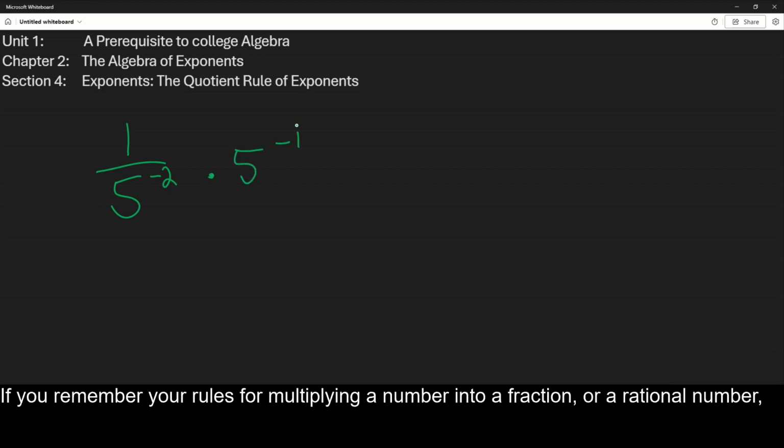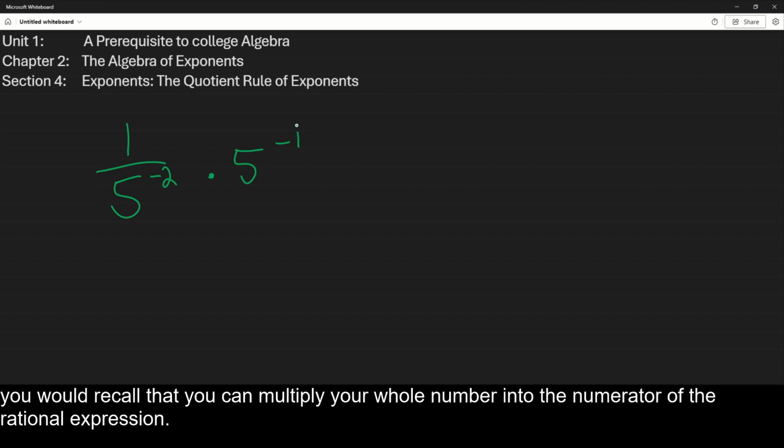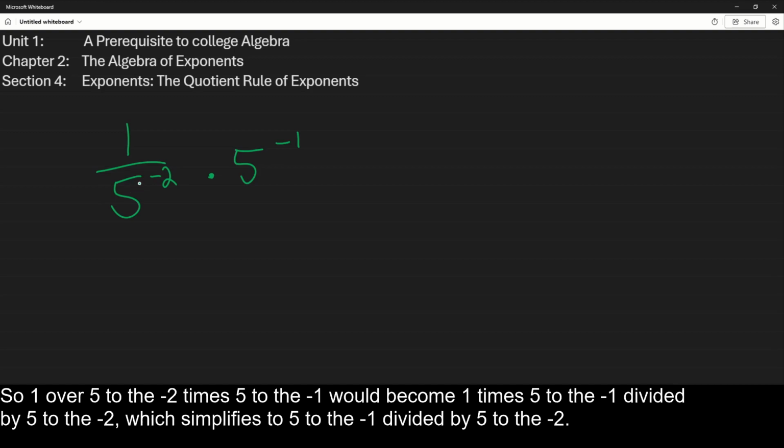If you remember your rules for multiplying a number into a fraction or a rational number, you would recall that you can multiply your whole number into the denominator of the rational expression. So 1 over 5 to the negative 2 times 5 to the negative 1 would become 1 times 5 to the negative 1 divided by 5 to the negative 2, which simplifies to 5 to the negative 1 divided by 5 to the negative 2.